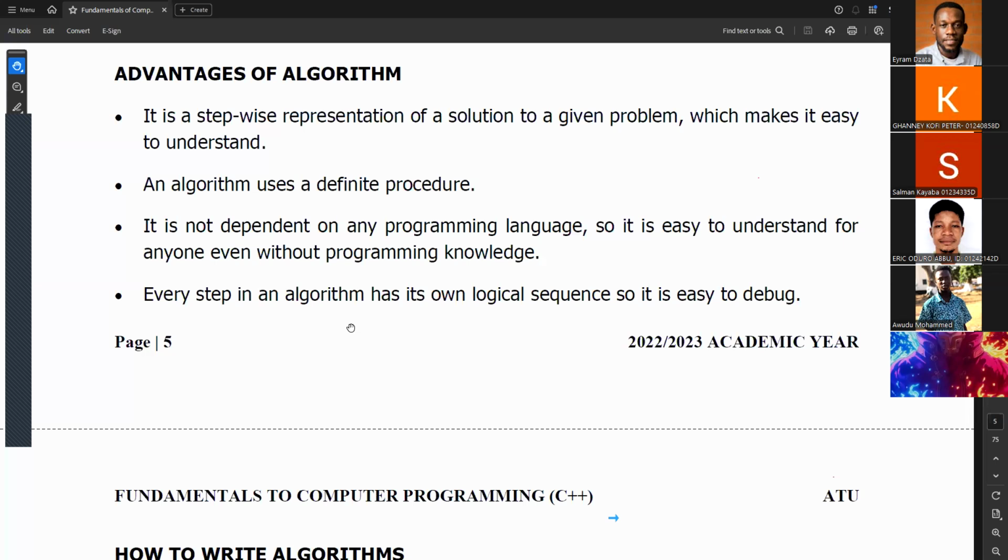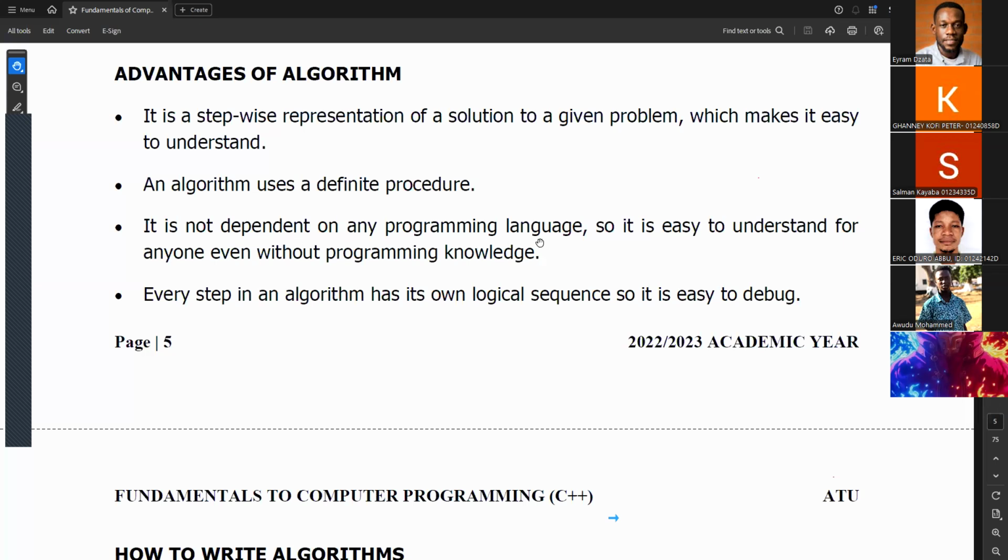Okay, the procedure is clear. Once it's clear and unambiguous, there will be no issue with the algorithm. Then the algorithm is not dependent on any programming language. Like I mentioned earlier, it doesn't depend on any programming language.